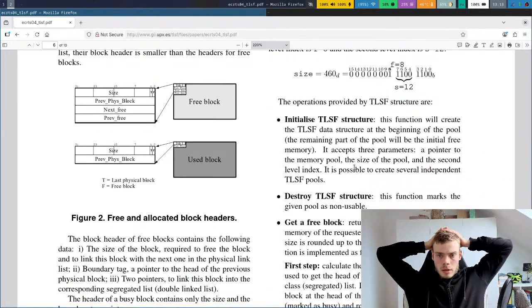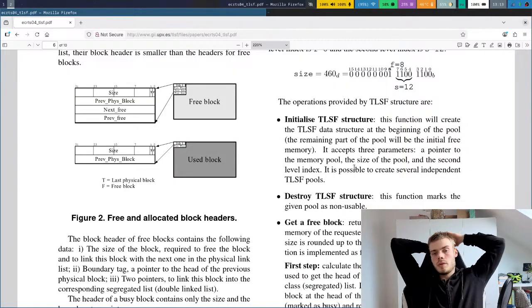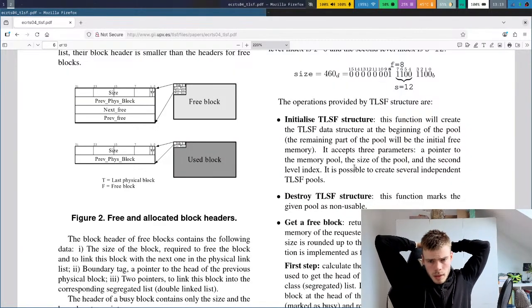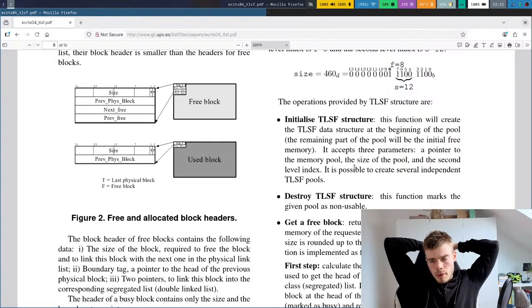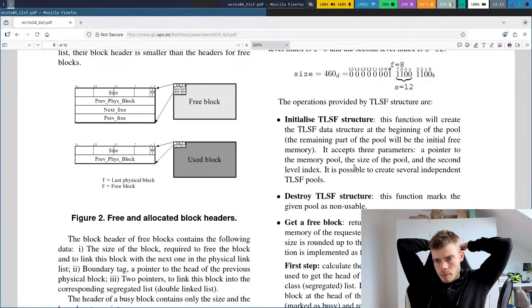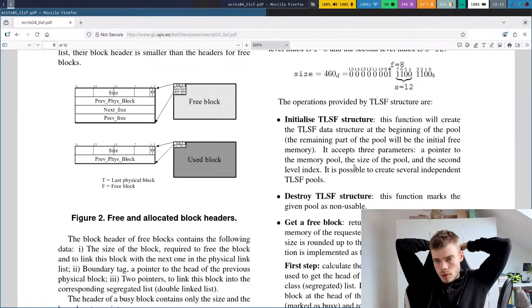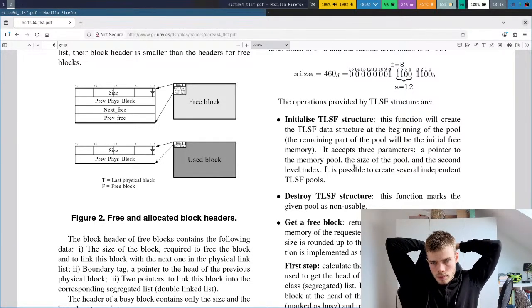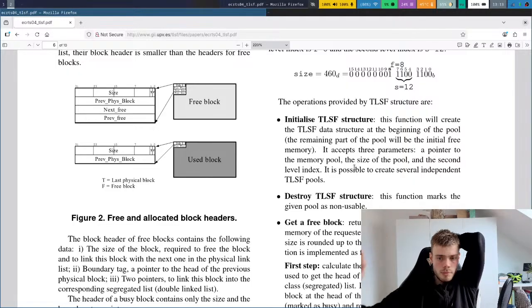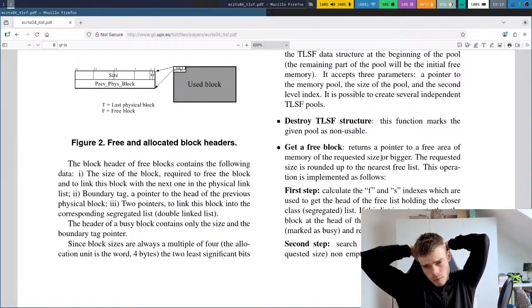The operations provided by TLSF are as follows. The initialize function will create the TLSF structure. The remaining part of the pool will be the initial free memory. It accepts 3 parameters: a pointer to the pool, the size of the pool, and the second level index. It is possible to create several TLSF structures. The malloc function gets a free block and returns a pointer to the free area of memory of the requested size or bigger. The requested size is rounded.